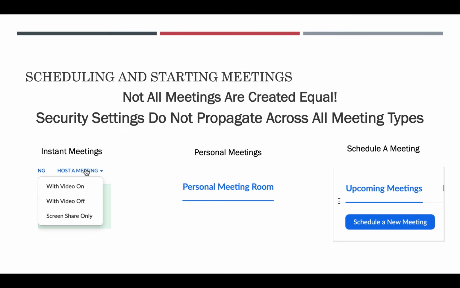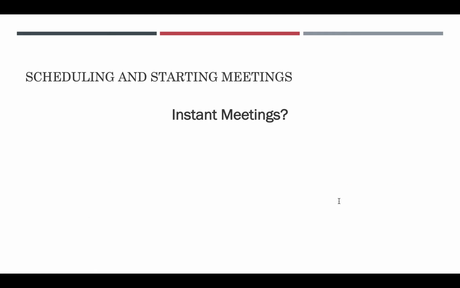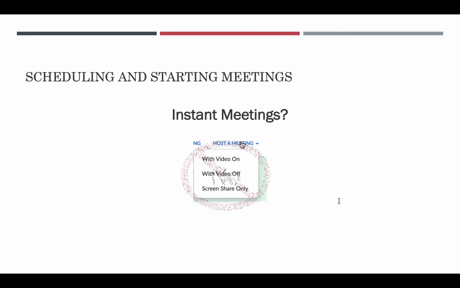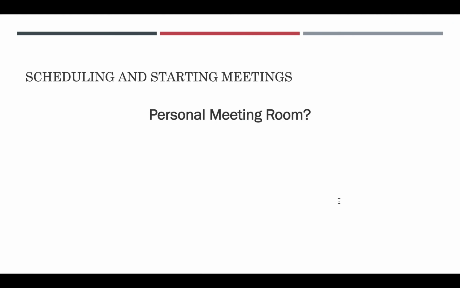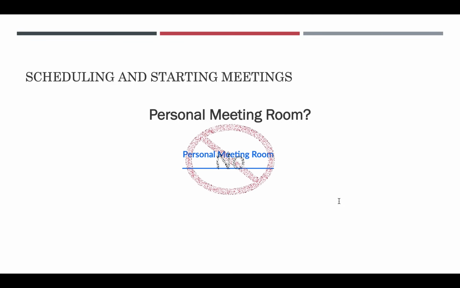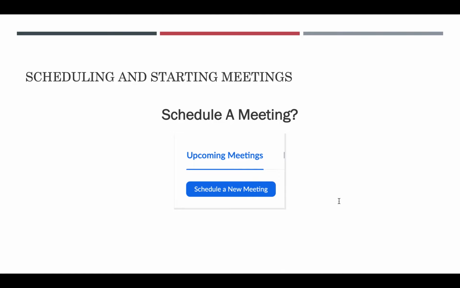So to recap, should we use instant meetings? No. Should we use the personal meeting room? I'd also recommend against that because the security settings didn't always propagate to the personal meeting room. So should you schedule a new meeting using the process we just showed you? Yes, I would definitely use that.